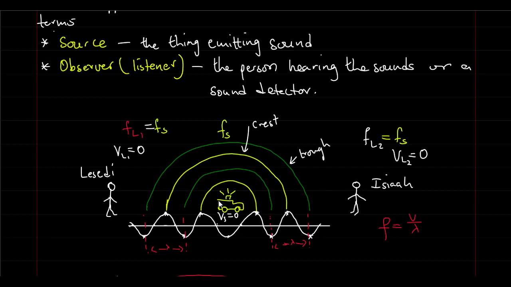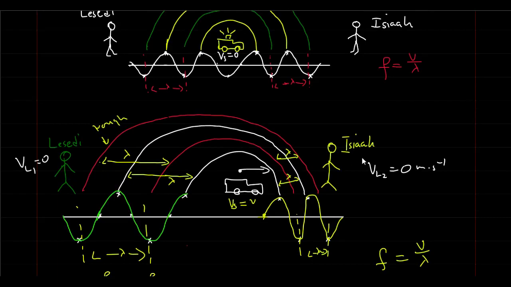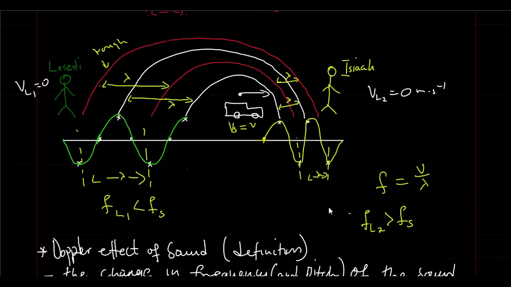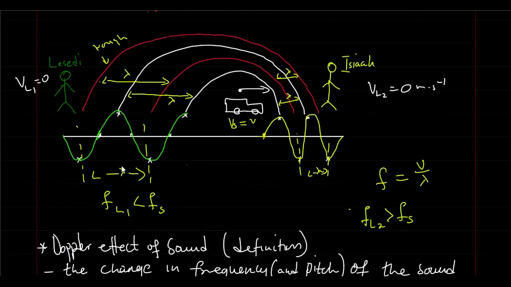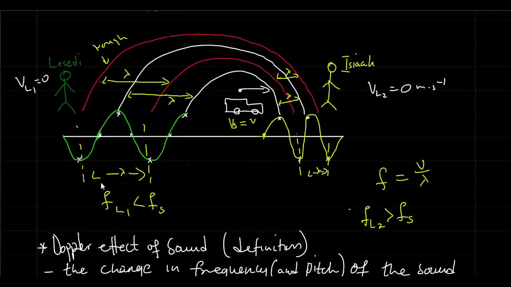Okay, and also the source has the same velocity as Lesedi. So now here there's no Doppler effect. Okay, so now, because there's a difference in velocity when you compare the source and each observer, there's a difference in observed frequency as compared to the one that is emitted by the sound source. So this phenomenon is called Doppler effect.